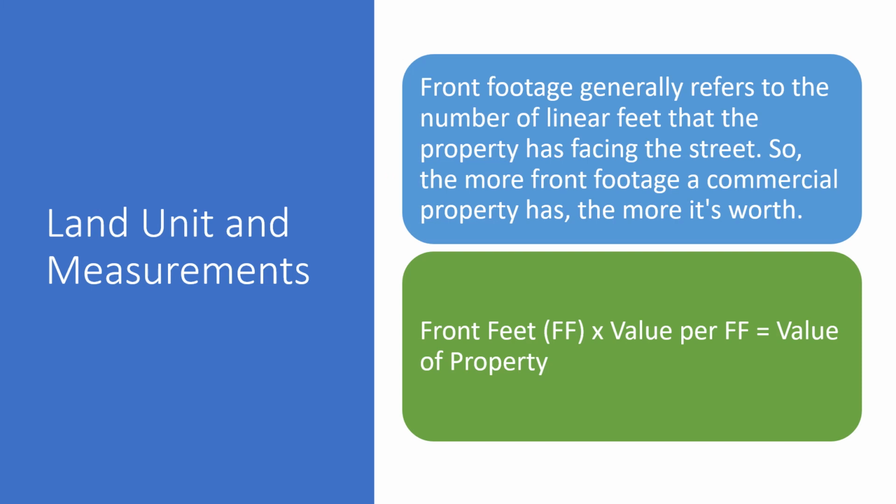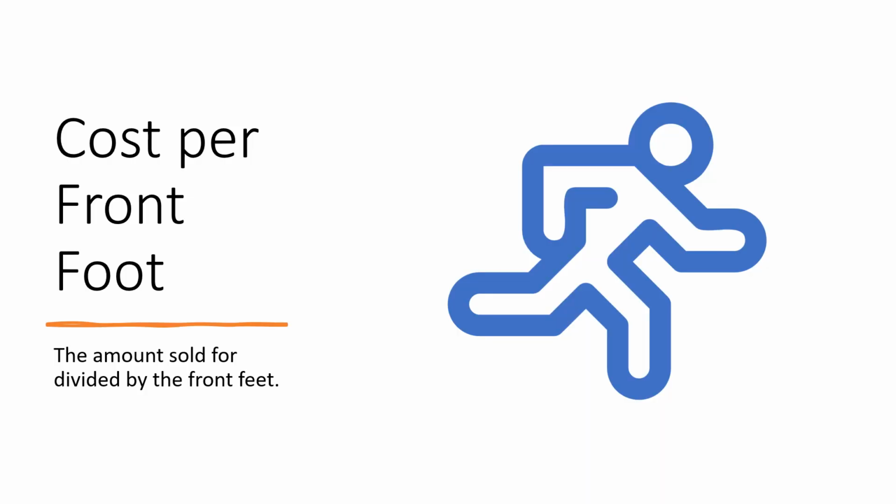A little bit about land units and measurements. Front footage generally refers to the number of linear feet that the property has facing the street. Or if we're talking about waterfront property, it would be facing the waterfront. So the more front footage a commercial property has, the more it's worth. Front feet times value per front foot is going to give you the value of the property. Cost per front foot. That is the amount sold divided by the front feet.